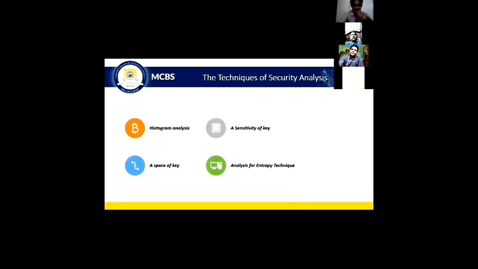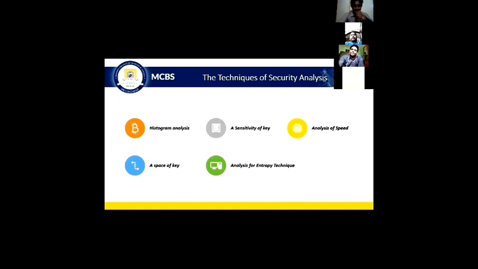Here I'm studying a list of security analysis techniques as follows: histogram analysis, space of key, sensitivity of key, analysis of entropy technique, and analysis of speed. I will explain each one. Histogram analysis depicts the frequency of each pixel of the image, so a perfect cipher image has a uniform frequency distribution of the pixel values.